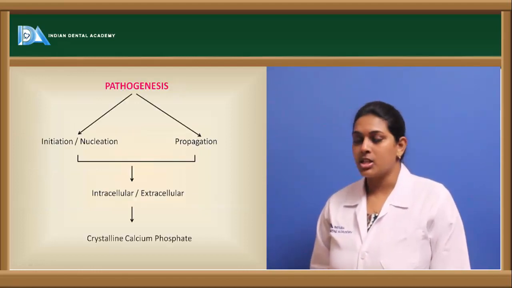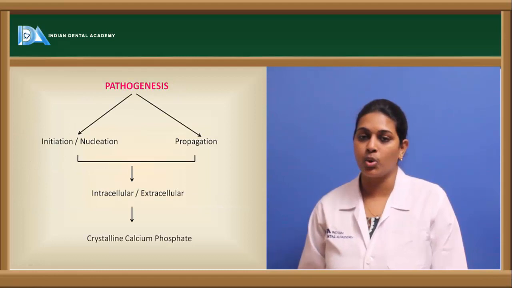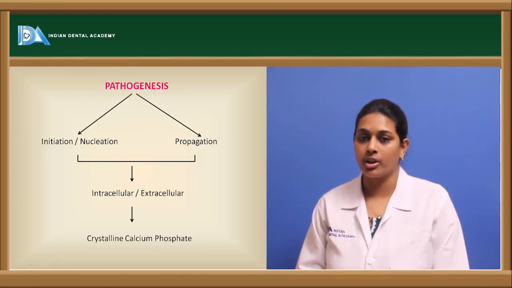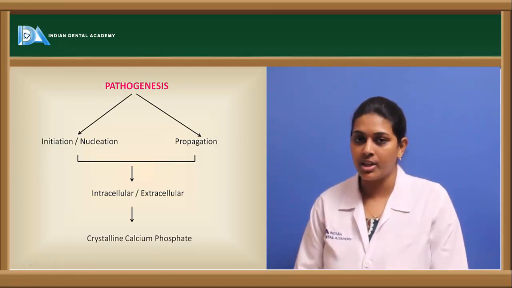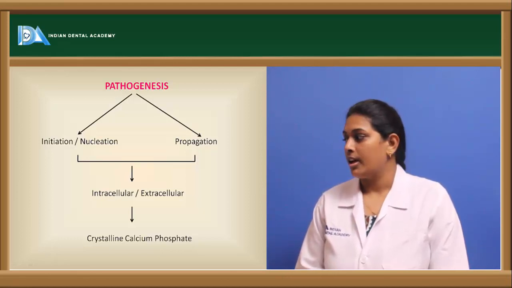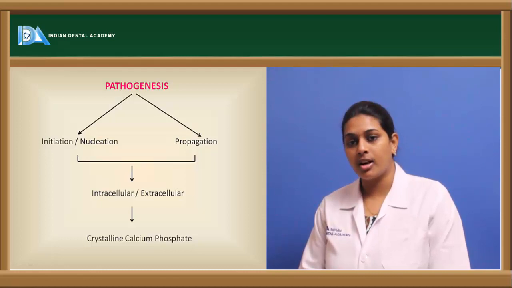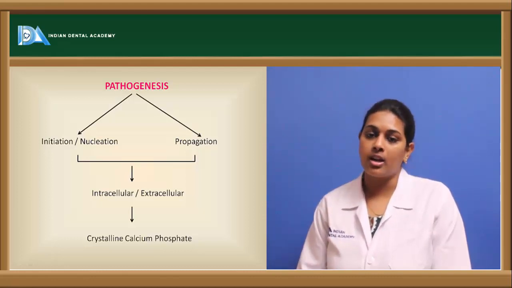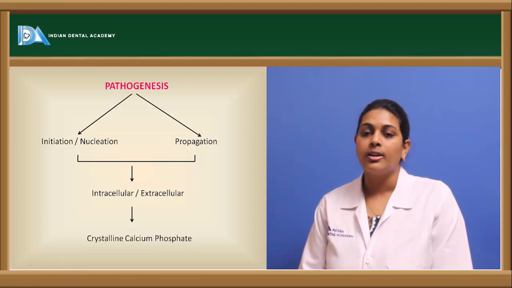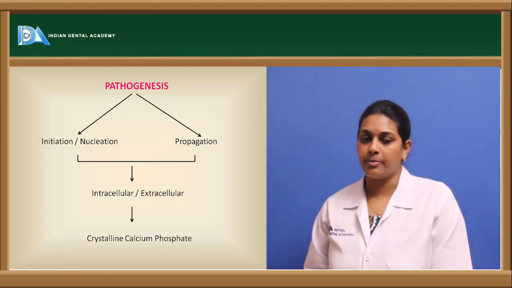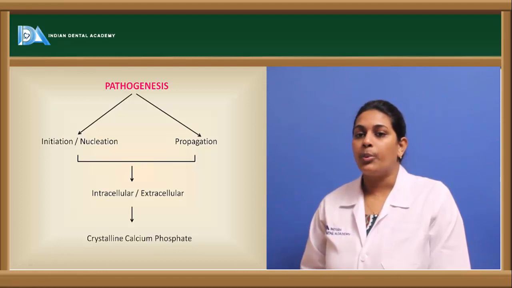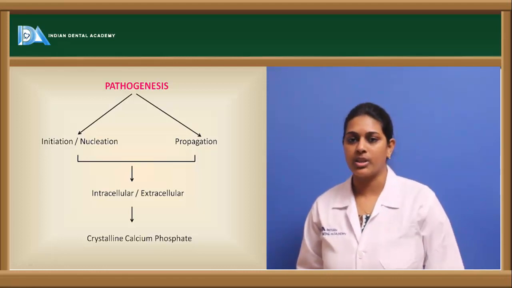The process of calcification occurs in two phases, that is, the initiation or nucleation phase, which is the first phase, and then the propagation phase. The initiation or nucleation phase occurs intracellularly or extracellularly. Intracellularly, it occurs within the mitochondria. Extracellularly, it occurs external to the cell membrane, in the form of membrane-bound vesicles.